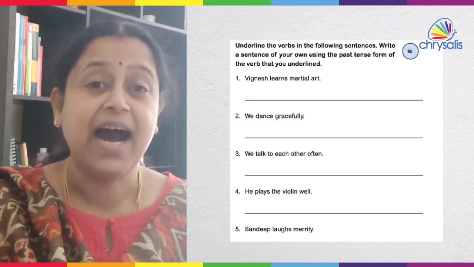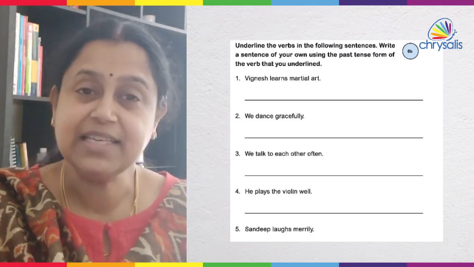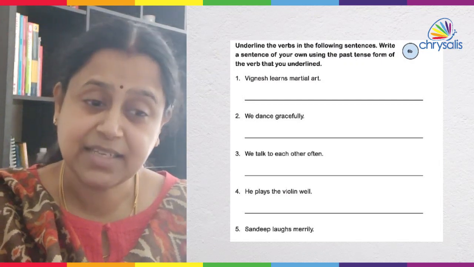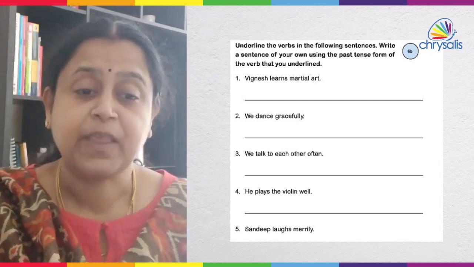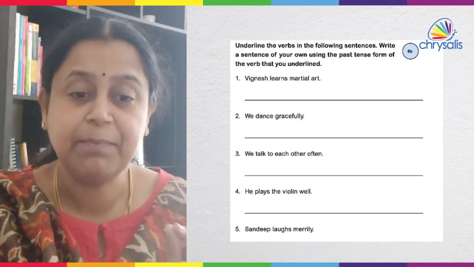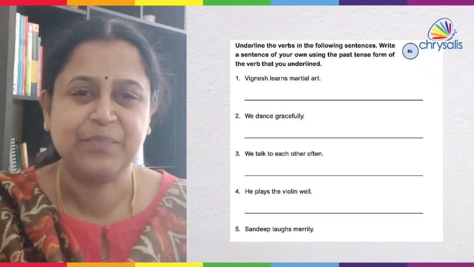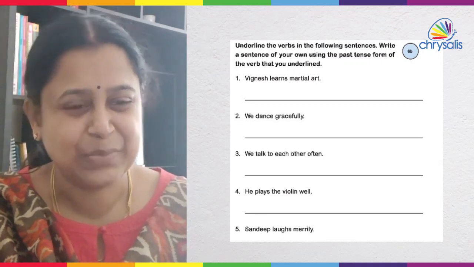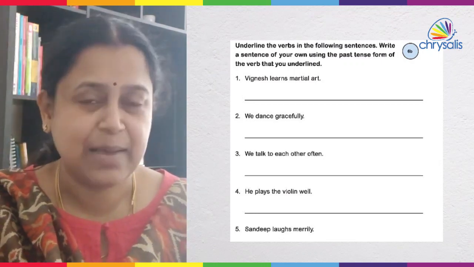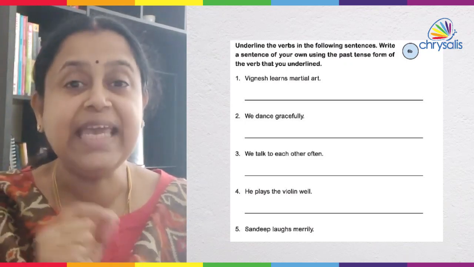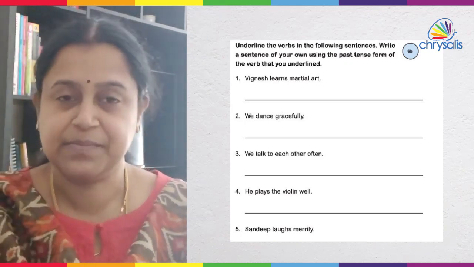It is given. Underline the verbs in the following sentences. Write a sentence of your own with the past tense form of the verb that you underlined. Isn't it very interesting? Well, I'll tell you one example. If there is a sentence, we like to read books.